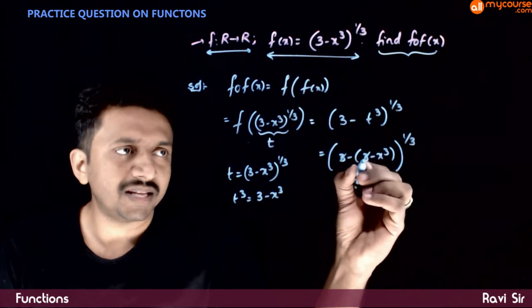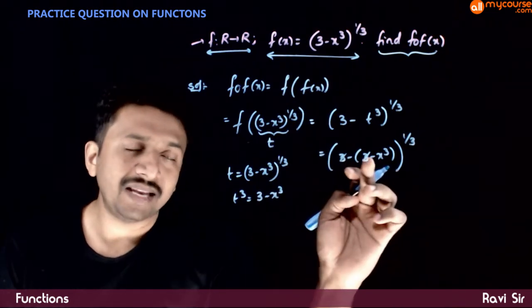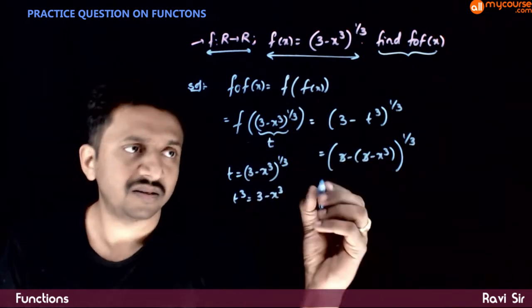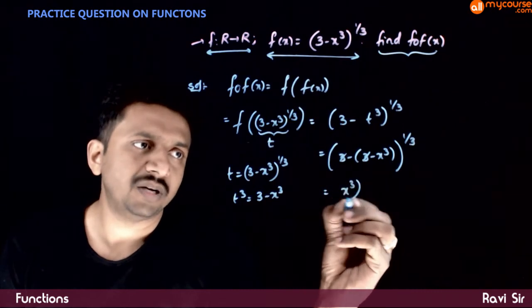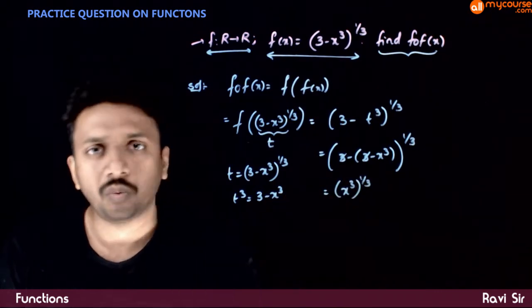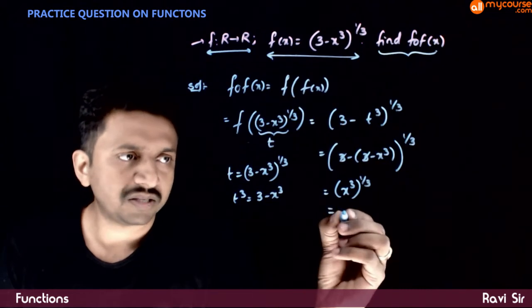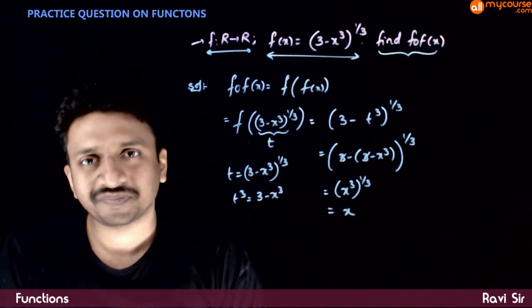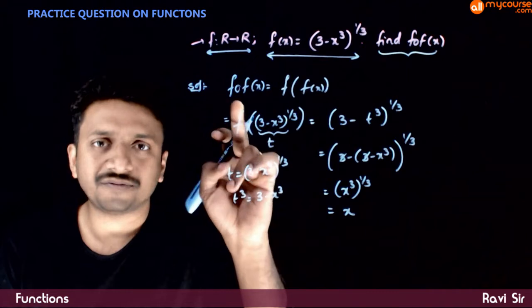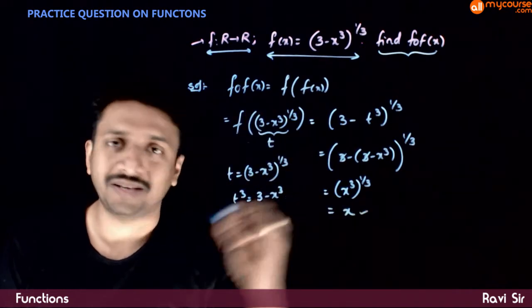So 3 and minus 3 get cancelled. Minus of minus becomes plus. So (x cube) whole power 1 by 3, which is equal to x. So f of f of x is equal to x.